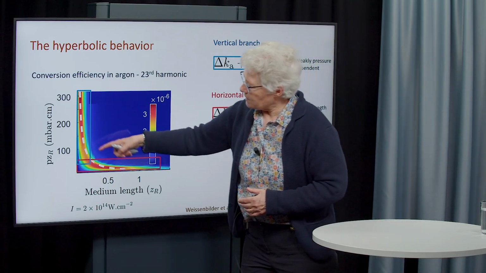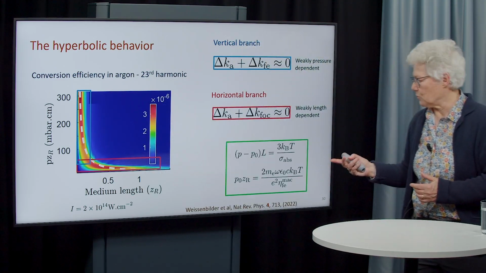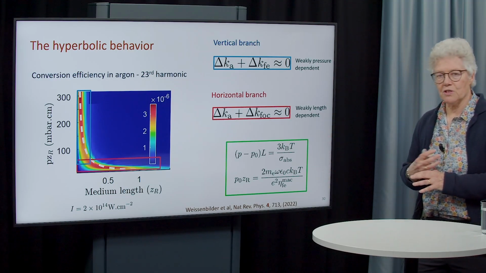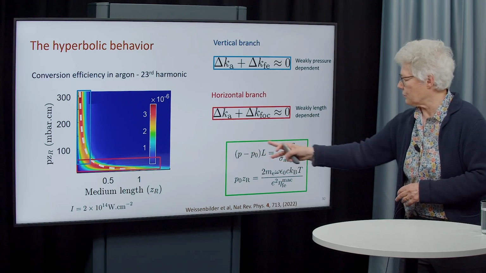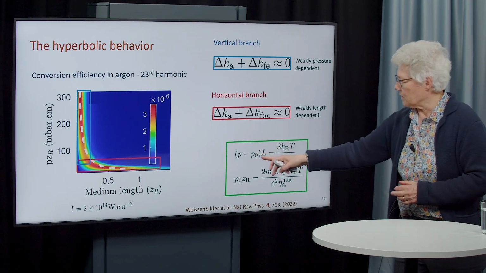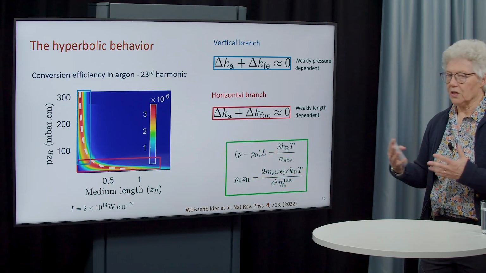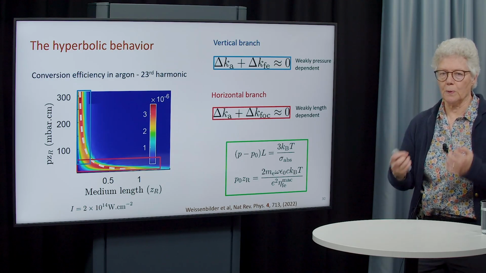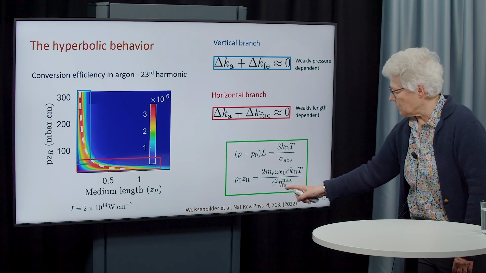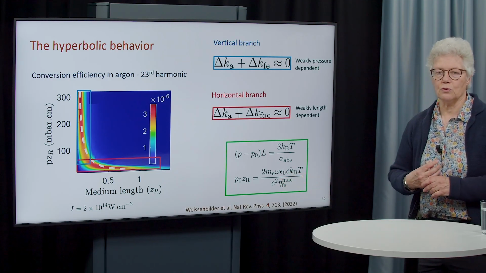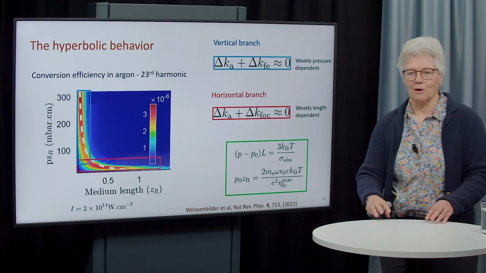You can also write an expression for this hyperbola, which I am showing here. If you are interested in the details, you can look at this article. So this is the expression of this hyperbola, where P0 is given by this quantity. And again, you see that this depends essentially on two parameters, the absorption cross-section and this ionization degree, which corresponds to the critical ionization for the gas. And this concludes my introduction.